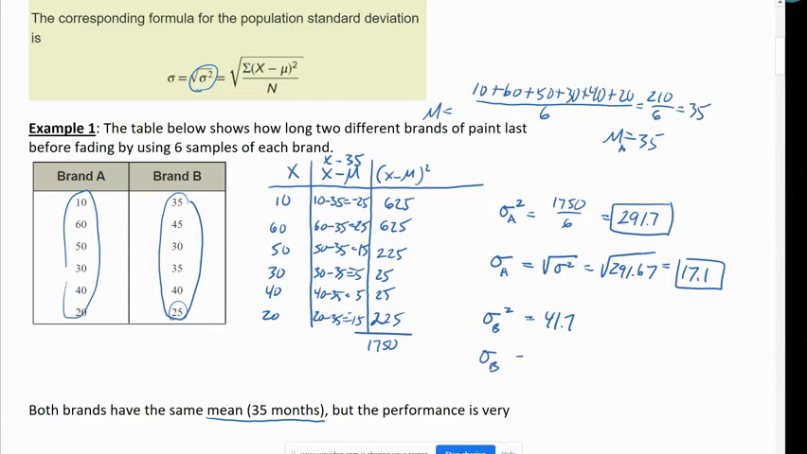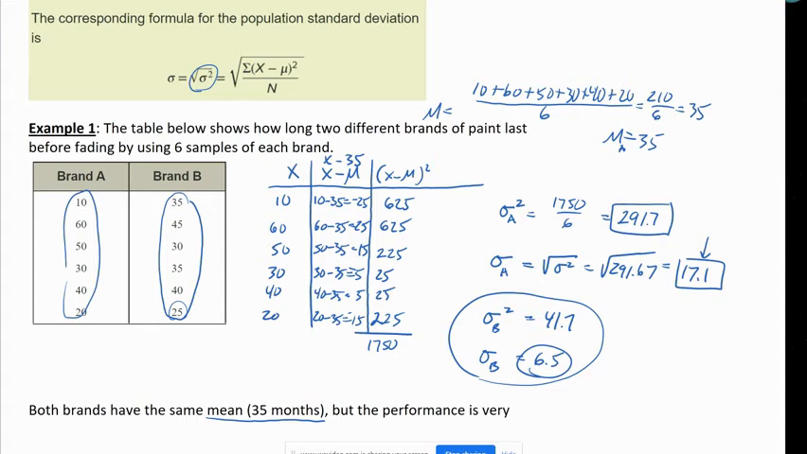So the standard deviation is 6.5 for brand B. So again, much smaller. Remember what this number 17 means. That means on average, the data items are about 17 units from the middle, or from the mean, whereas in brand B, it's only 6.5 units to the middle. So that tells us something about the consistency of brand B.